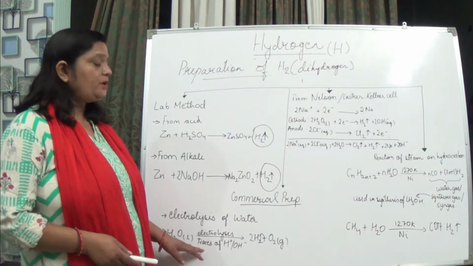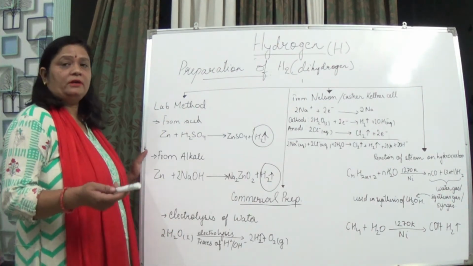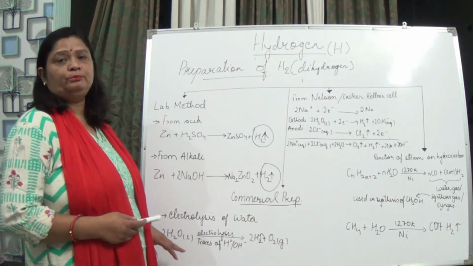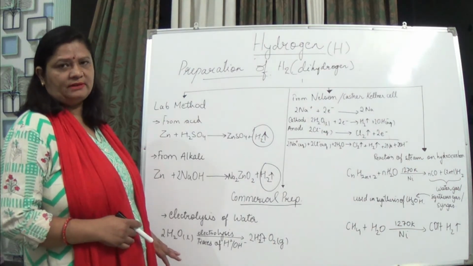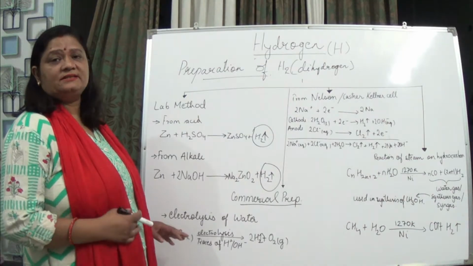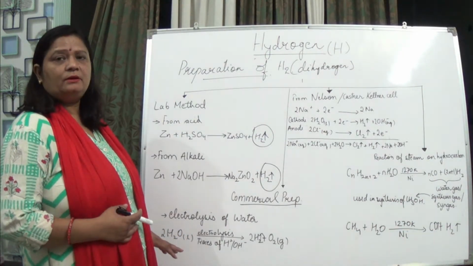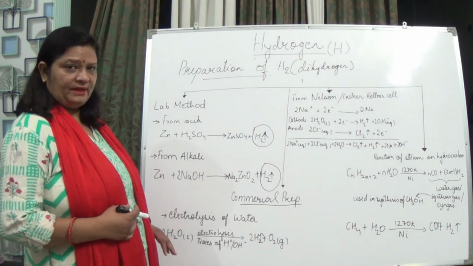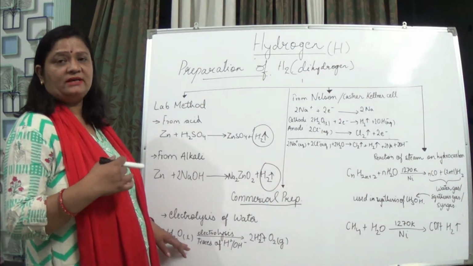So what is the importance of taking H plus and OH minus here, or the traces of acid or a base? Actually, H2O is very weakly ionized to H plus and OH minus ions, and thus it is a bad conductor of electricity for the reaction to proceed. What happens if we add traces of acid or a base? It increases its electrolytic power.